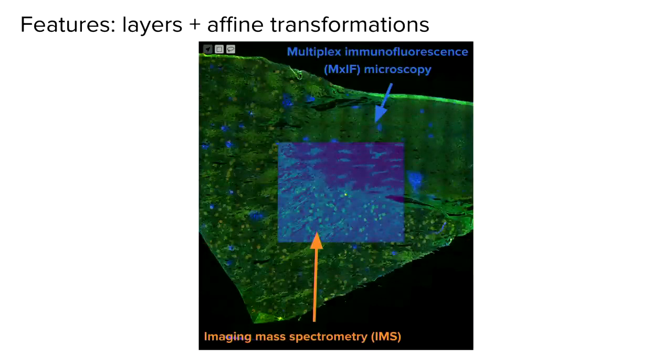Another feature is that we support the layering of these different imaging data sets together. So here's showing two different imaging data sets, one an imaging mass spectrometry image and another from a multiplex immunofluorescent microscopy image, which is multi-scale. And then we support affine transformations to align these two together and allow them to be visualized simultaneously in the web browser.